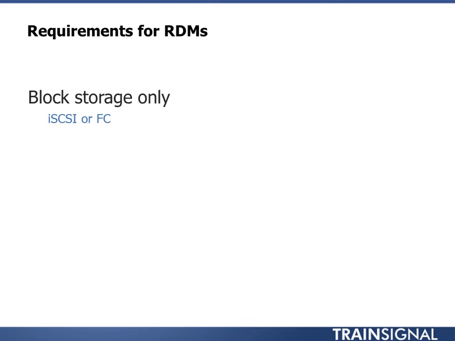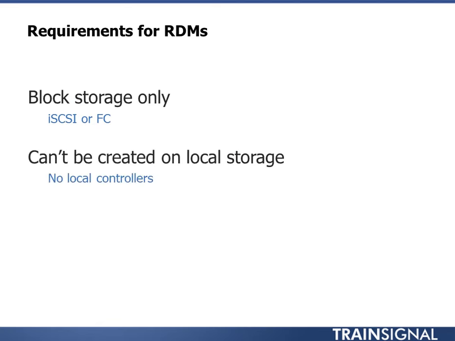Requirements for RDMs: block storage only. You can't do RDMs against an NFS volume because it doesn't have a concept of a LUN. They can't be created on local storage. So if you've got a vSphere box with a local disk in it and you want to play around with RDMs, too bad. What you could do is get something like FreeNAS as a VM that will present things out as iSCSI and then loop it back. But other than that, you can't access direct local storage.